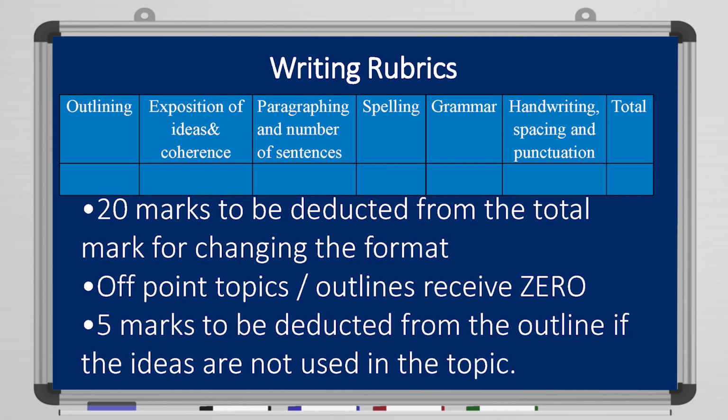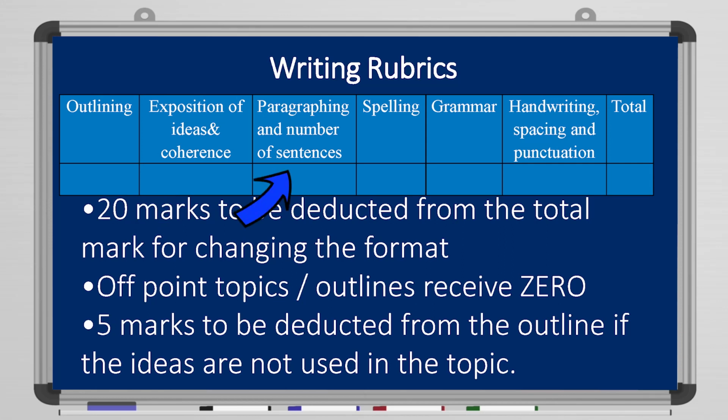Let's look at the writing rubrics. When it comes to writing, it's important to look at the rubrics because they help you write a wonderful essay that meets the standard requirements. You're going to be assessed for your outline, so remember to write down in bullet point forms and to include things that you're going to mention in your essay. You're going to be assessed on your exposition of ideas and coherence. So it's all about how you present your ideas, how you write them down, and how they all fit together. And that's what we mean by coherence.